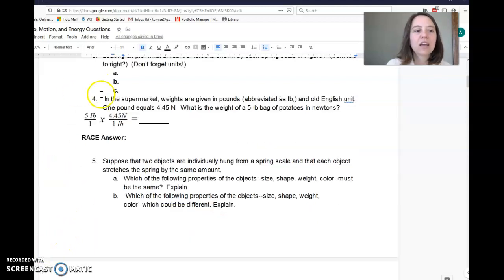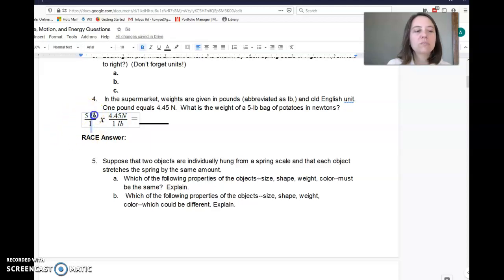Number 4, in the supermarket, weights are given in pounds, abbreviated LB, an Old English unit. 1 pound equals 4.45 newtons. What is the weight of a 5-pound bag of potatoes in newtons? So we've set up a conversion factor here, where our original quantity, 5 pounds over 1, times our conversion factor, because we know there are 4.45 newtons in 1 pound. So then we need to just solve it.